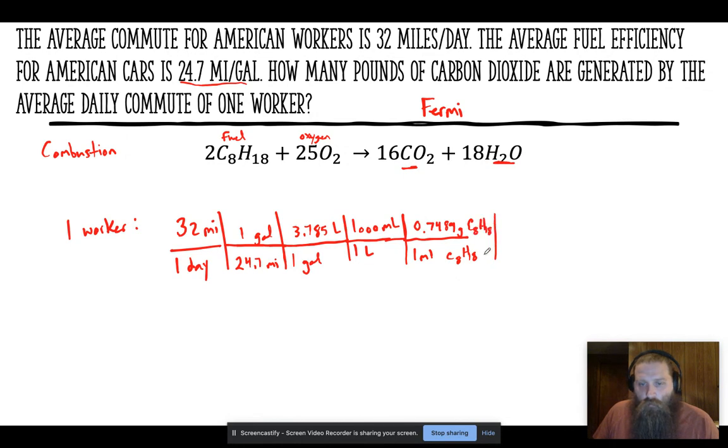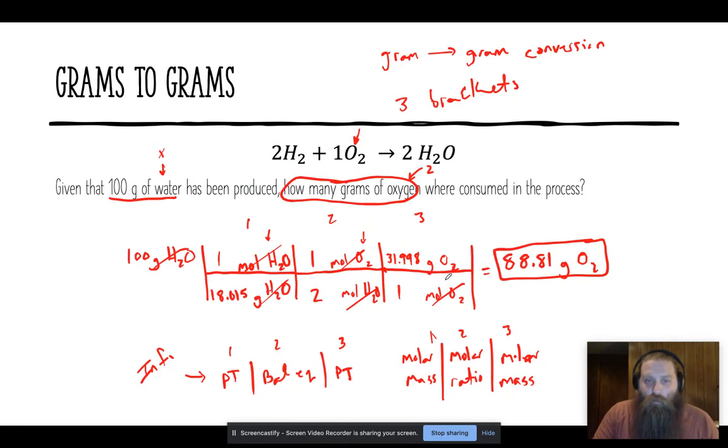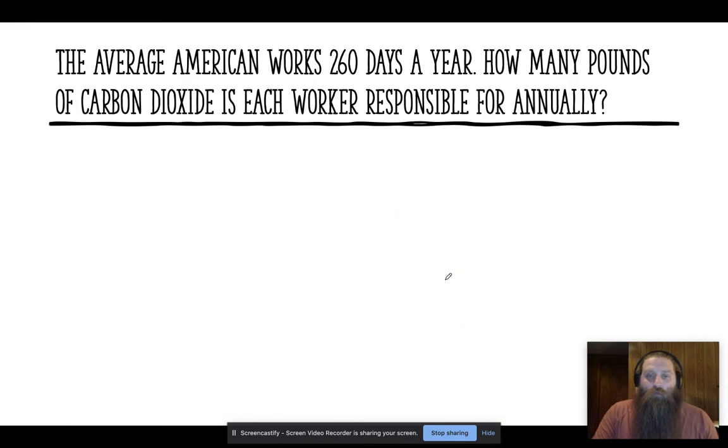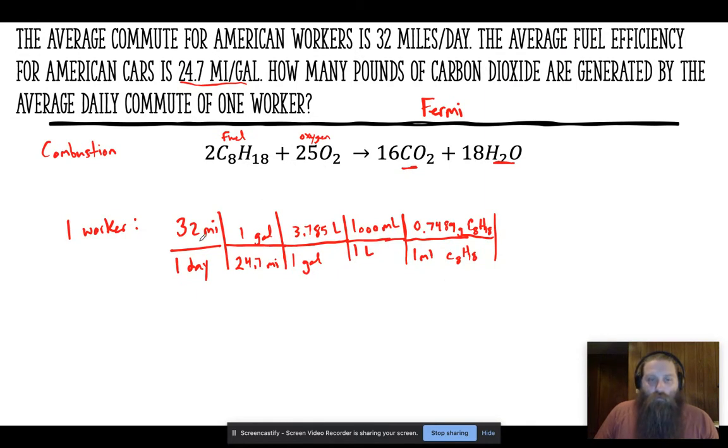So let's talk about what I've done so far. So when we look at these other equations, we know that at some point to go from X to Y, or A to Z, whatever we want to call it, we have to go periodic table, balanced equation, periodic table. So I've taken what they gave me, 32 miles a day. Well, I got rid of miles and converted it to gallons.